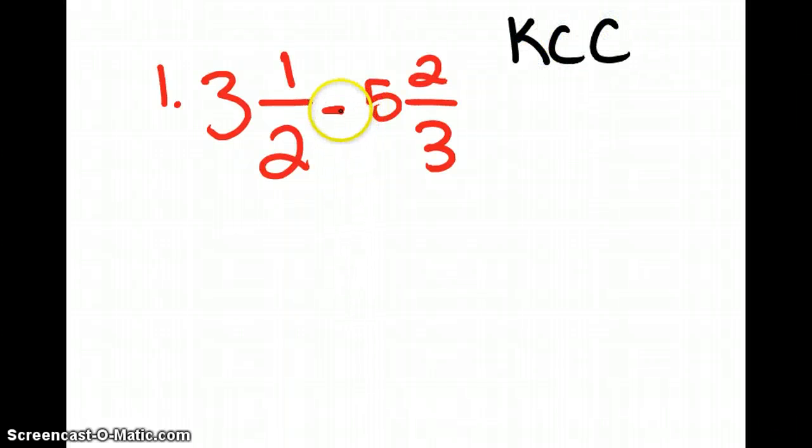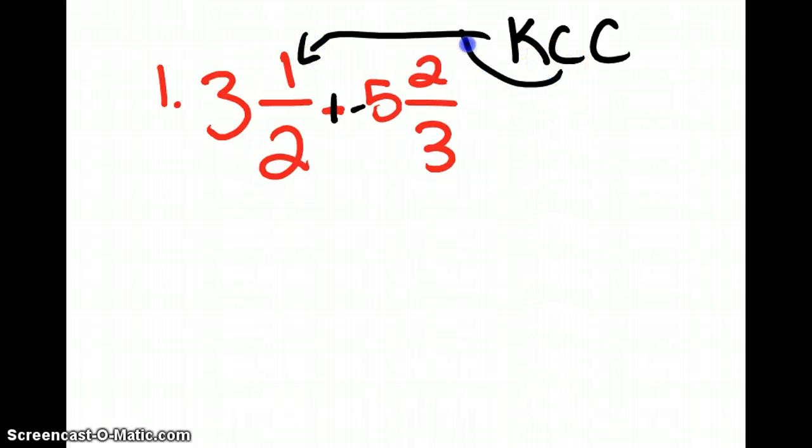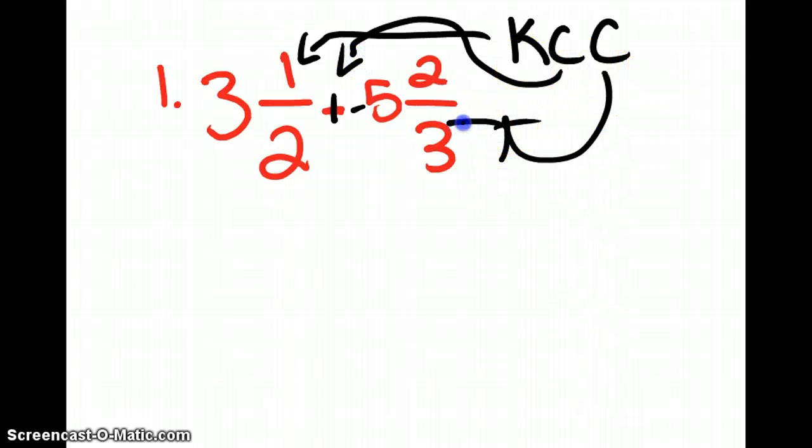So we're going to change this minus to a plus, and then change the 5 2/3 to a negative because you're going to keep this because we don't want to use minus in this. And you're going to change and then change right there.